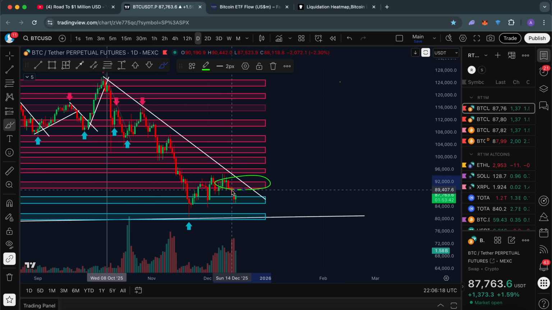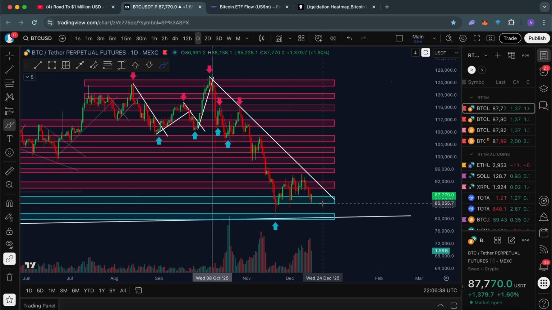And lastly, moving on to the 1-day time frame, while we have found some support here in the short term in this big area from 87 all the way down to 85k, the overall market structure on the daily time frame is still bearish.